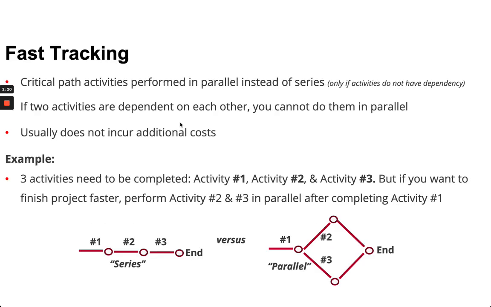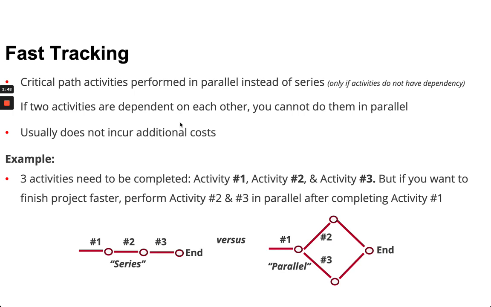So here's an example of fast tracking. It's the critical path activities that are potentially performed in parallel. But you do the parallelization only if the activity doesn't have dependencies that need to be completed first before you start that task.